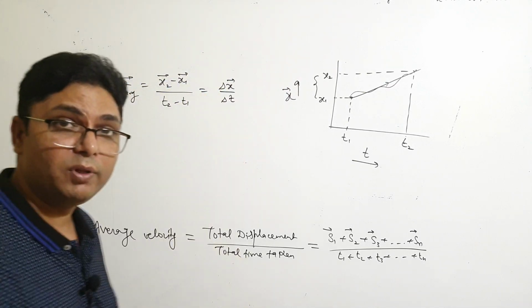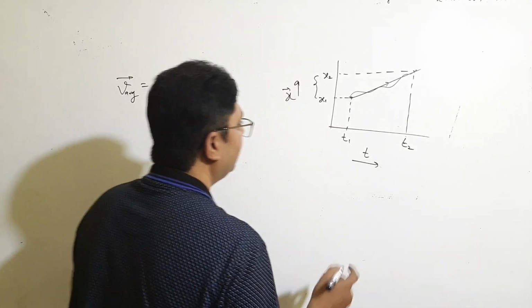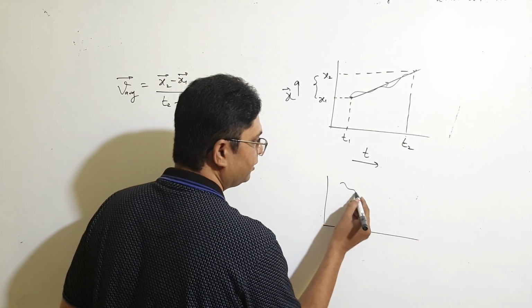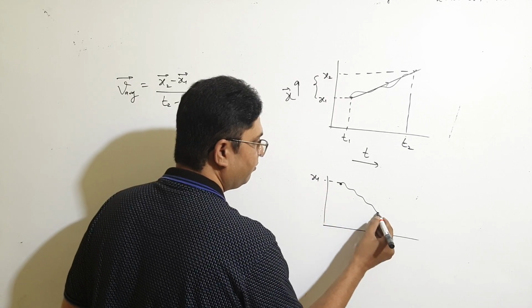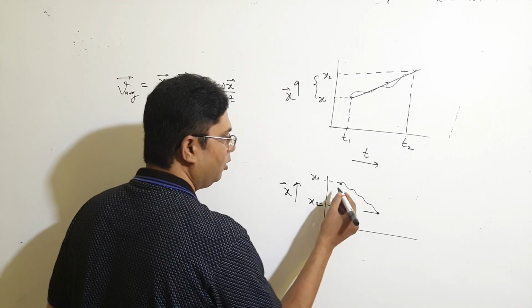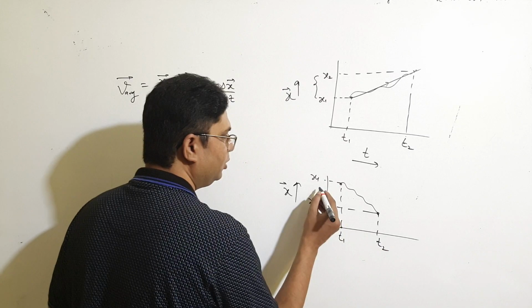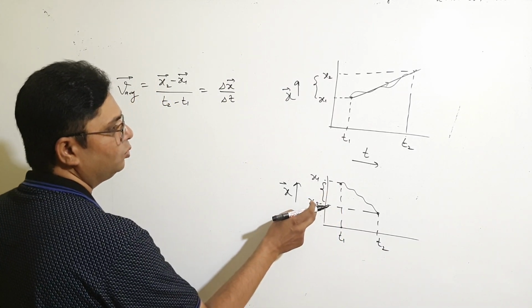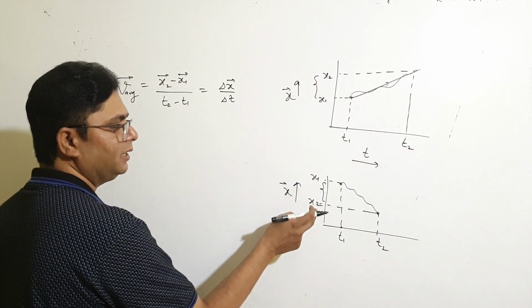But what will happen when the body is coming downside? Let us see this. Another situation, the body is moving downside. So this is the initial point, x1. This is the final point, x2. Here is x displacement. Drop this, this is t1. Drop this, this is t2. So this is the displacement. Here the final is x2 and initial is x1, but x1 is greater than x2.